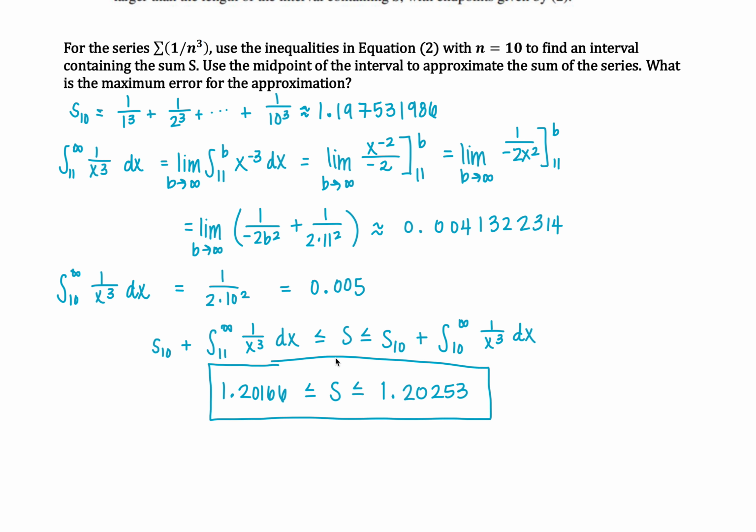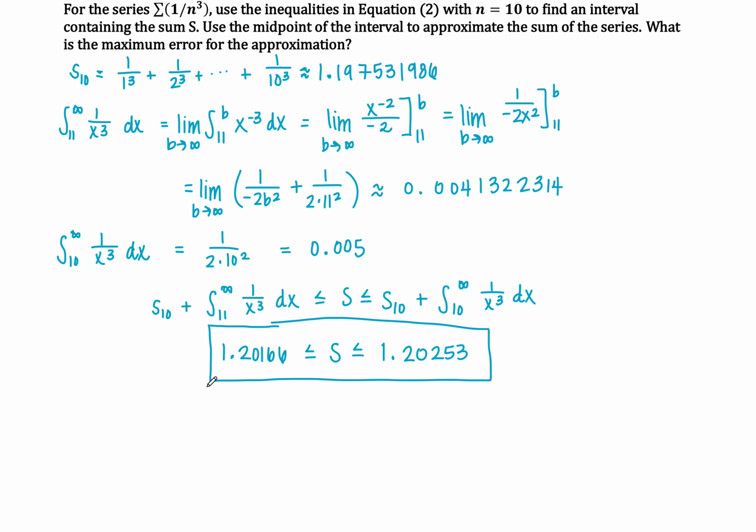But we're not quite done yet. It says, use the midpoint of the interval to approximate the sum of the series. So to approximate the sum, we're going to just look at the midpoint of the interval. So I'm going to add these two values together and divide by 2. 1.20166 plus 1.20253 divided by 2 is going to give me the midpoint of that interval. And again, I'm going to round. So our sum is approximately 1.2021.